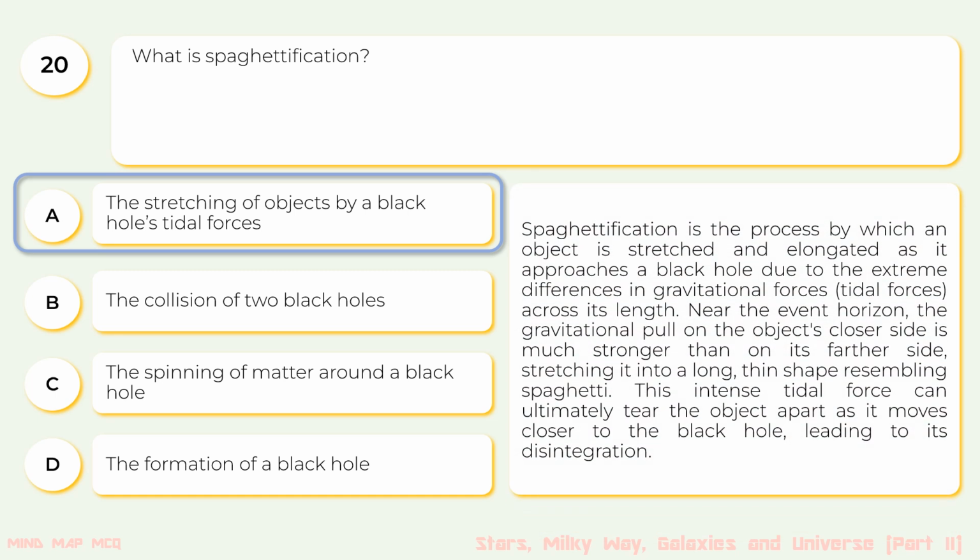Spaghettification is the process by which an object is stretched and elongated as it approaches a black hole due to the extreme differences in gravitational forces across its length. Near the event horizon, the gravitational pull on the object's closer side is much stronger than on its farther side, stretching it into a long, thin shape resembling spaghetti. The intense tidal force can ultimately tear the object apart as it moves closer to the black hole, leading to its disintegration.